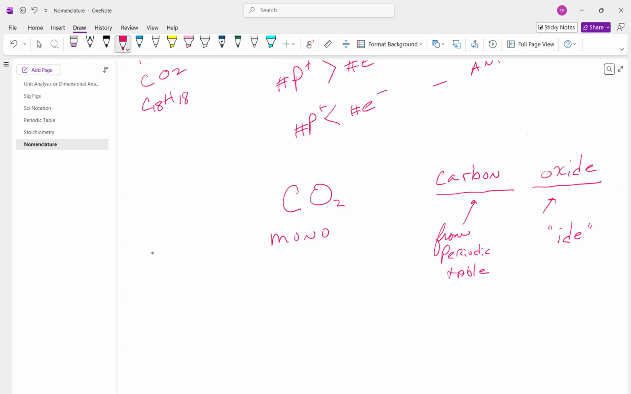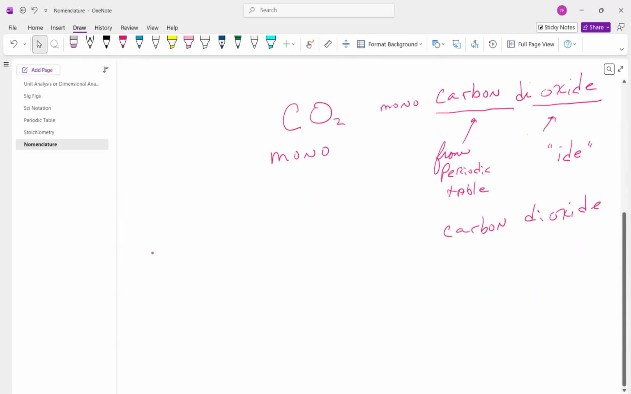Okay, so we have 1 carbon. How many oxides are there? 2, so that's di. So it's monocarbon dioxide. Now, like a lot of ones, the mono is optional on the first one. So monocarbon dioxide is a proper name, and so is carbon dioxide. Now, if the second one was a 1, you have to put the mono in there. It's not optional, only on the first one. So that's it.